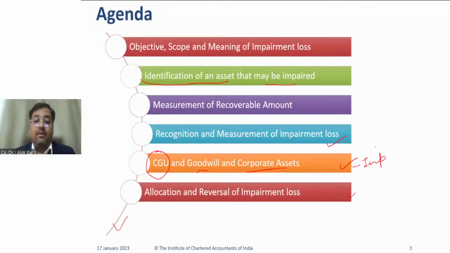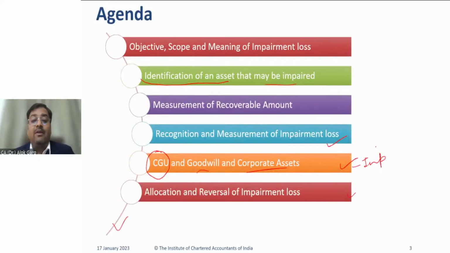Then we will be talking about allocation and reversal of impairment loss. How to allocate an impairment loss in the group of assets. If there is a group of assets and there is an impairment loss in the entire group, how to allocate that impairment loss in the group of assets. And reversal of impairment loss.